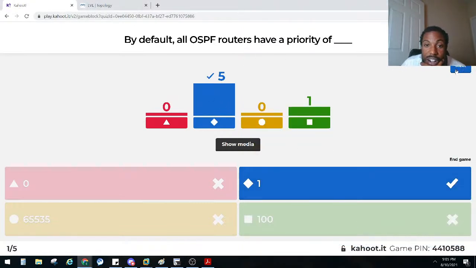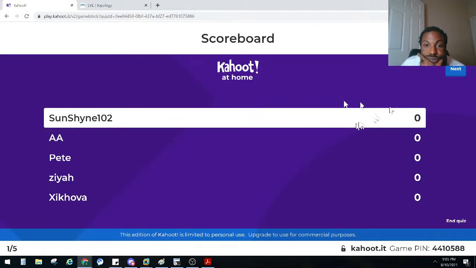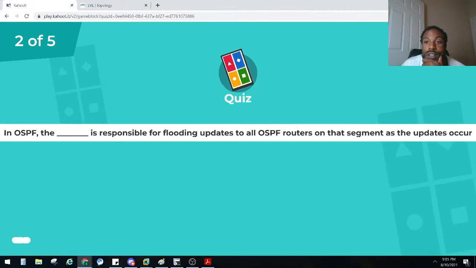So next question. It looked like Sunshine's on top. Sunshine 102, Morningstar in the lead. She answered that super quick. Now this goes by speed too. So not only do you have to know the answer, but you got to be real quick with it. That's how it determines the points. We only got 5 questions for this, man. If y'all still want to join, I think you can still join at home.